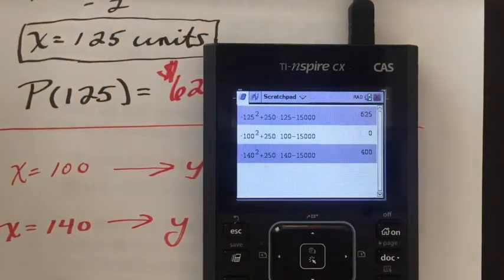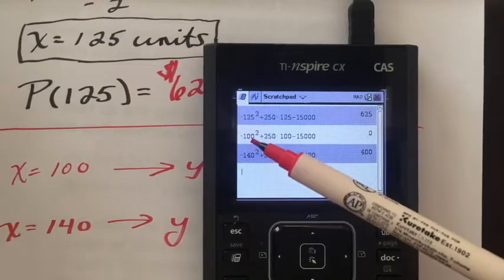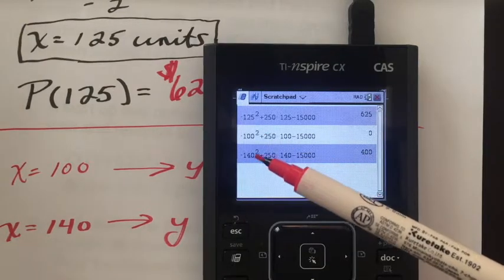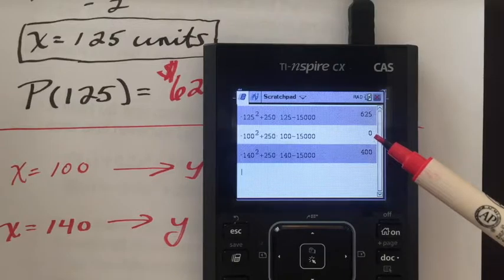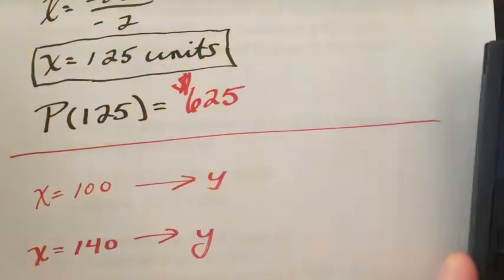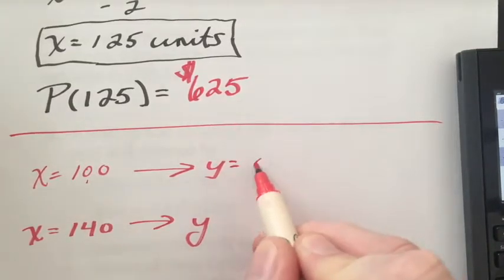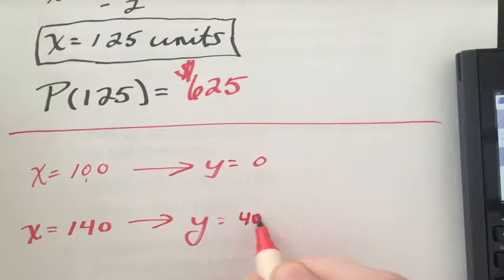Okay, we're back at our calculator, and the only thing that I did here is I typed in the expression. Instead of putting 125 for the maximum like we did before, I put 100 in and 140 respectively, and you see that you have corresponding y values of 0 and 400. And so the output for 100 was 0. The output for 140 was 400.